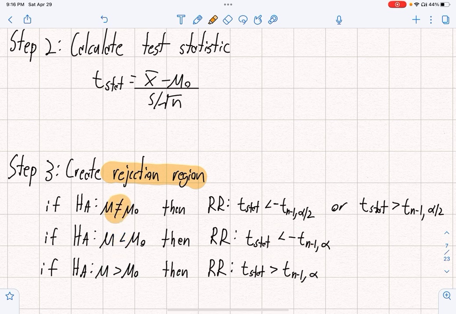If this is a two-sided test, we use alpha over 2. And if this is a one-sided test, so either this or this, then we do not use alpha over 2. We just use alpha. And these critical values, by critical value I mean these values, come from our t-tables, which are the tables that we used in the prior chapter to create confidence intervals.